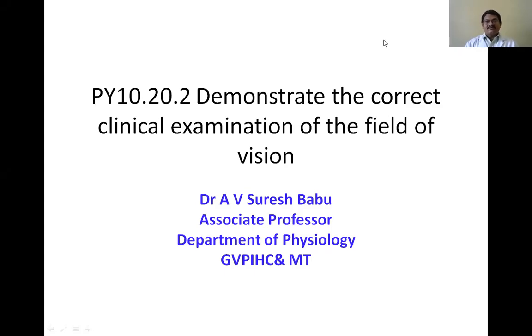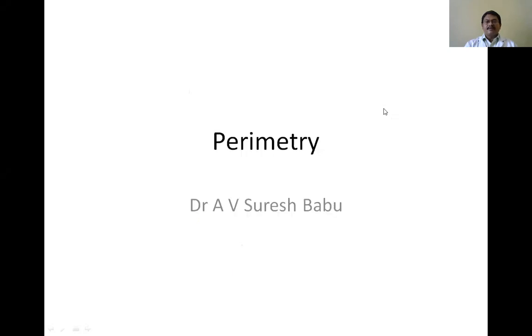Today we are going to discuss the recording of the visual field. This is one of the important practicals from the examination point of view. It includes the second cranial nerve examination. The optic nerve examination includes visual acuity, color vision, and field of vision. Another is direct ophthalmoscopy or indirect ophthalmoscopy to examine the fundus. Perimetry is the recording of the visual fields.